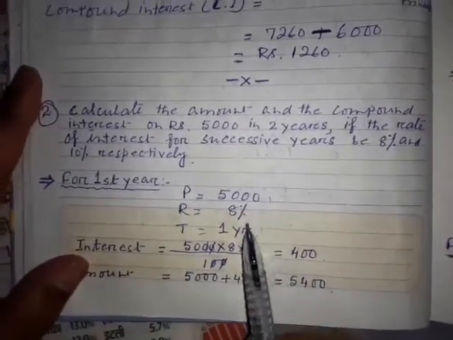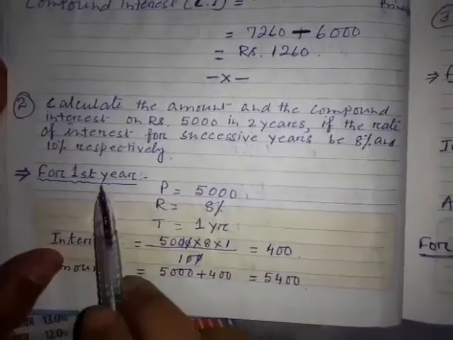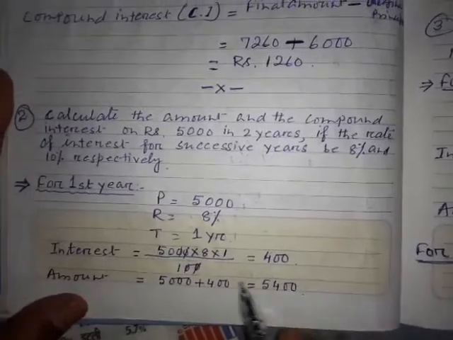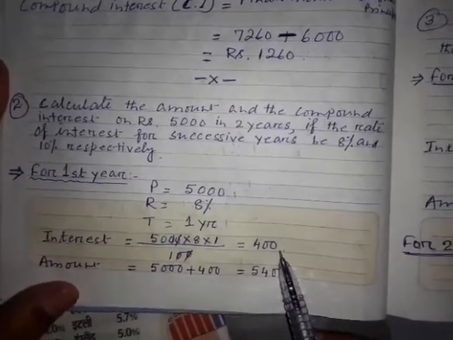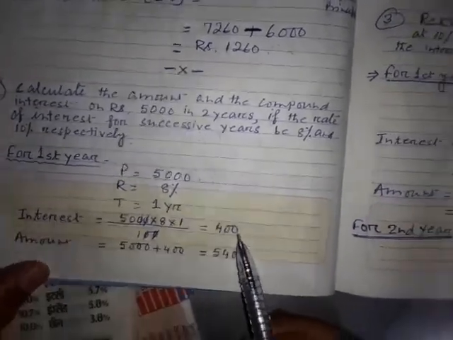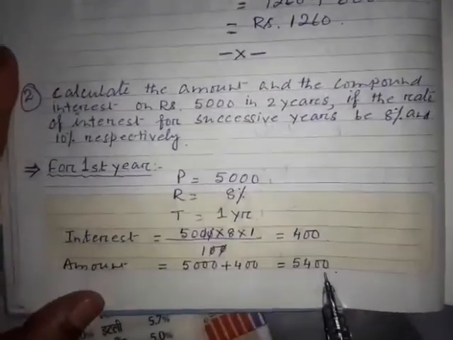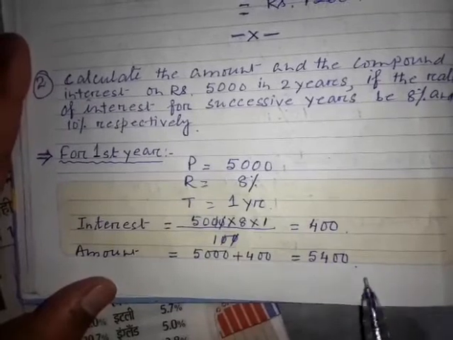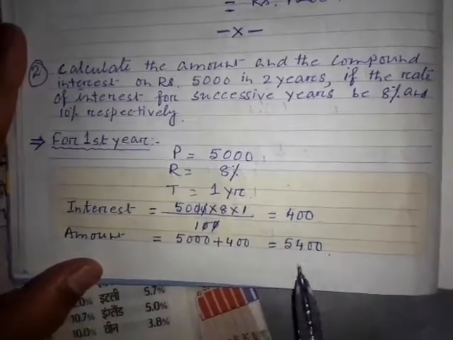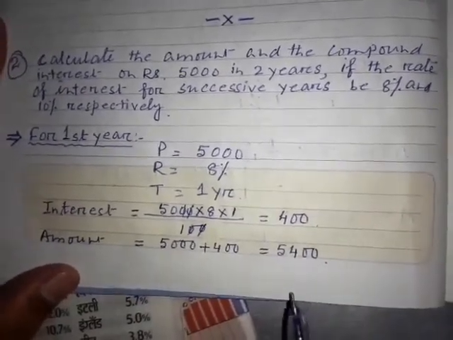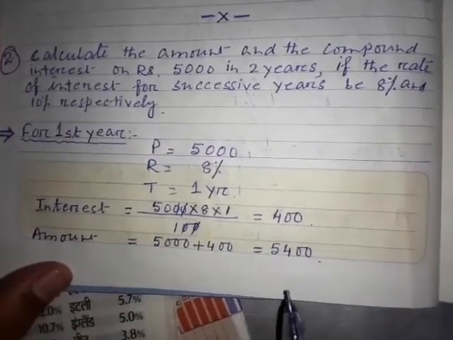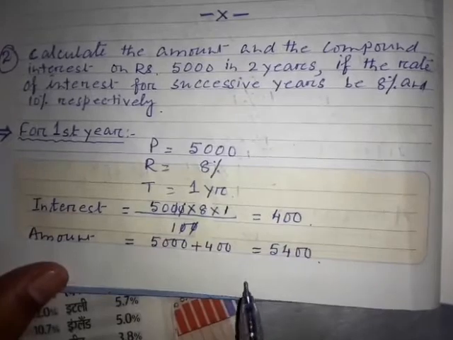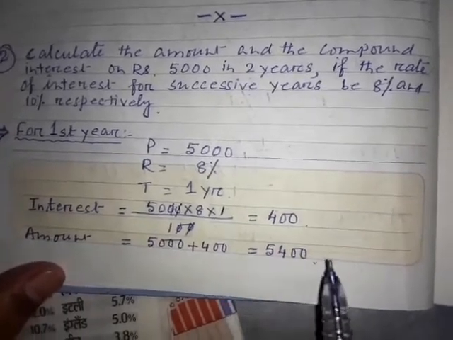Principal is 5,000, rate is 8%, time is 1 year, and what is the first rate of interest? 8%. With the calculation, you know how to find out the interest. Interest has been found out. When you found out the interest, easily you can find out the amount. How do you find out the amount? Principal plus interest. Now this amount will be the principal for the second year. That is the system of compound interest. Every year you find out the amount. The amount what you got in the first year, that will be the principal for the next year.